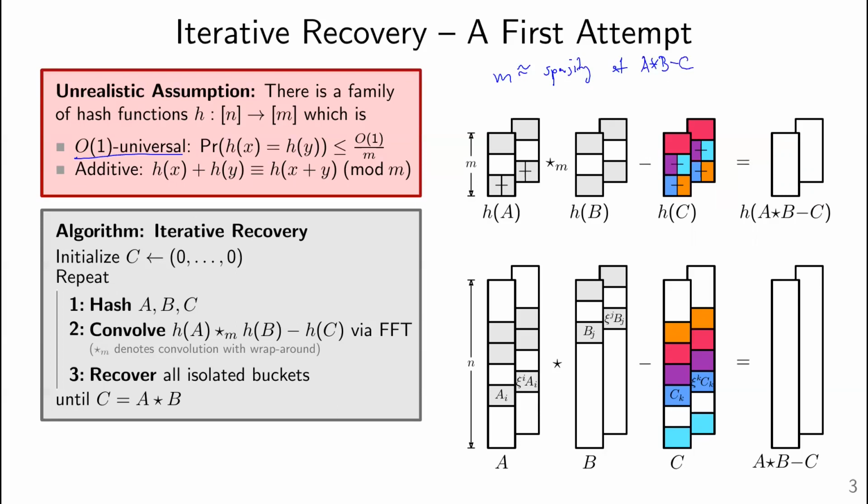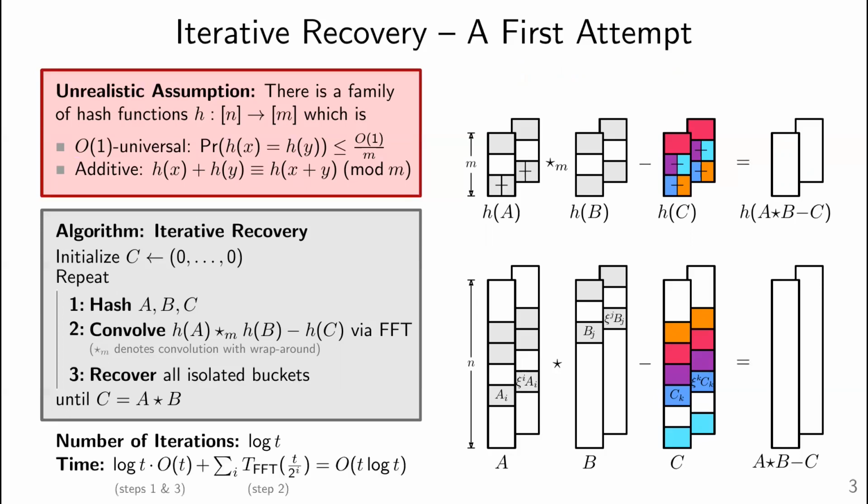Okay, let's quickly analyze the running time of this process. First, it's clear that the number of iterations is bounded by log t, by what I just said before. The sparsity of A star B minus C decreases by half in every iteration. It follows that the running time can be bounded like this. Steps 1 and 3 each run in linear time in t. There are log t iterations, so this is at most t log t. But you can even bound the convolution step by time t log t.